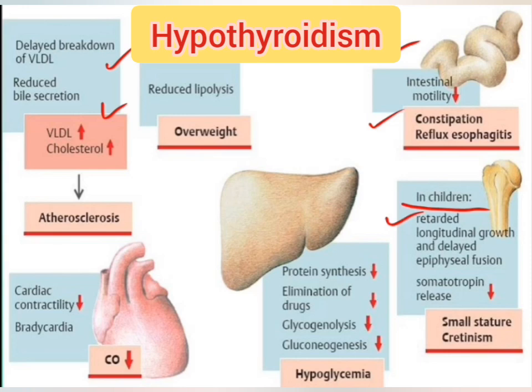And we have discussed that these hormones have a role in the development of the CNS and skeletal system. So somatotropin release is going to decrease, causing small stature, especially in cretinism. And in the liver, you are going to see decreased protein synthesis, decreased elimination of the drug, glycogenolysis is going to decrease, gluconeogenesis is going to decrease, causing hypoglycemia in the blood.